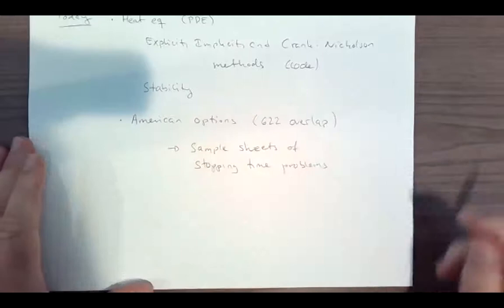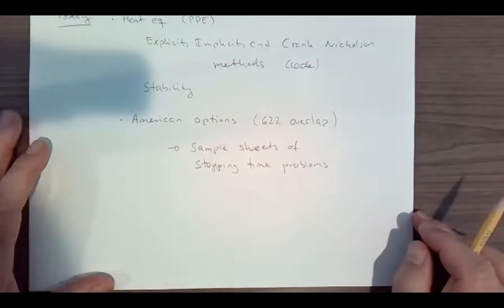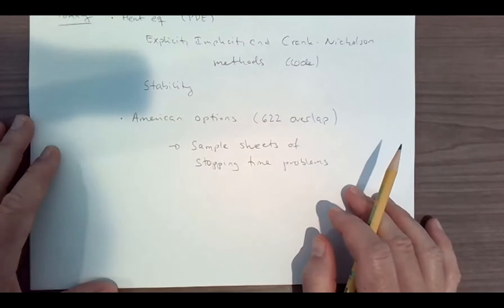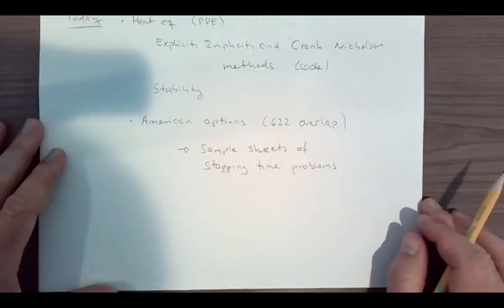But I don't know, Amy and Alice, you are probably not taking 622, so you will not have seen this continuous time American option theory. We're going to go through some of it, but Enyong, you have seen this theory, so you'll have to bear with me a little bit.